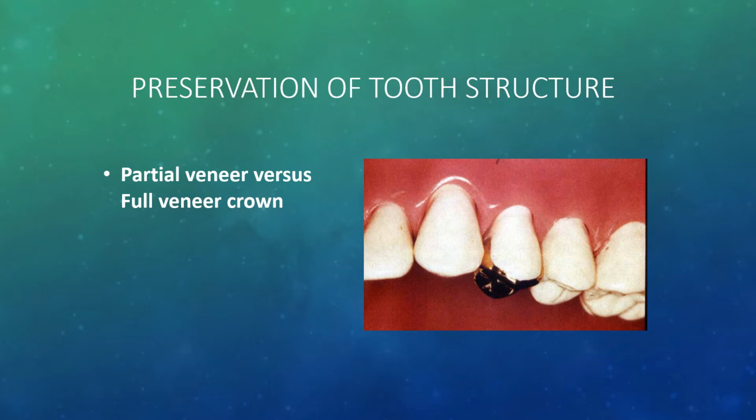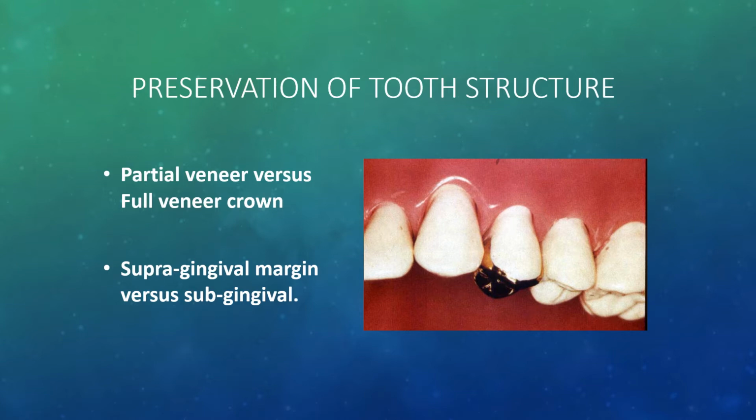And the next thing is the type of finish line that you would give, whether you would give a supragingival margin or a subgingival margin. So let's see what is the difference. In anterior restorations till your first premolar, you need to understand that there's something called the emergence profile. When you give an equigingival margin or a subgingival margin, your restoration looks more aesthetic and it appears as if it is emerging from the socket.